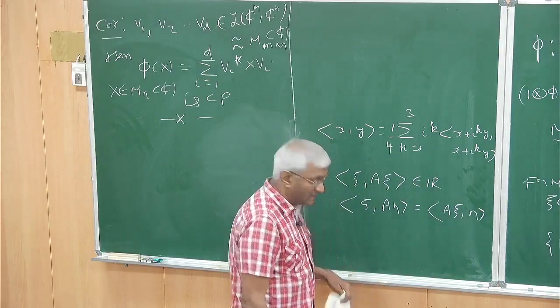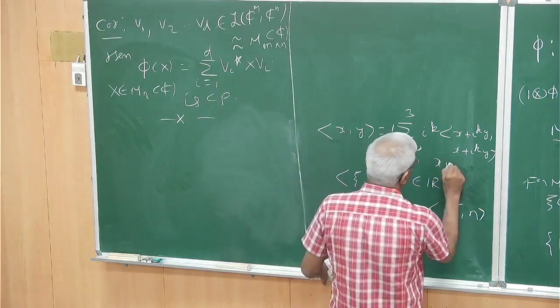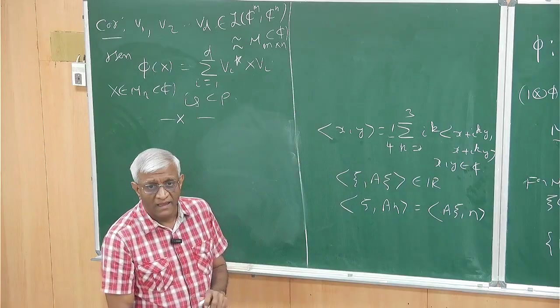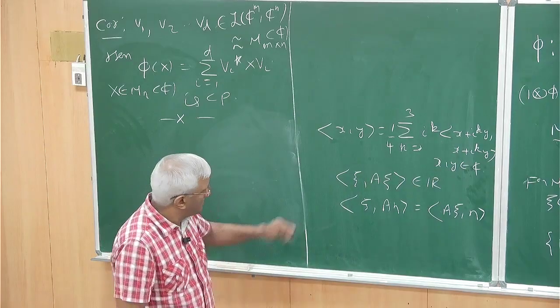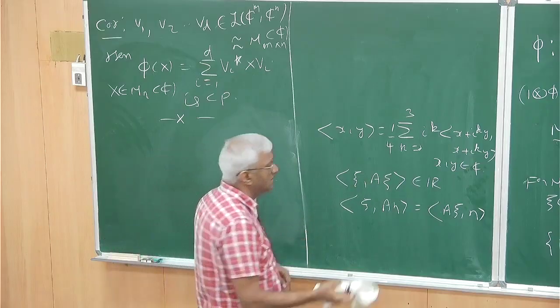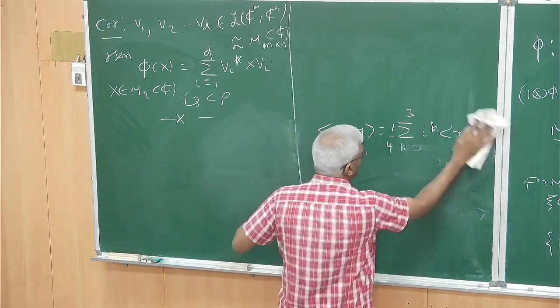This is over C for X and Y in Z. No, there is no R. There is no identity as R. This is only for complex ones. There is no such thing.